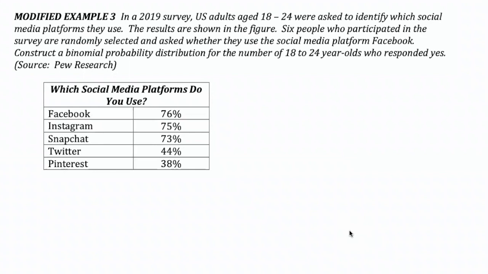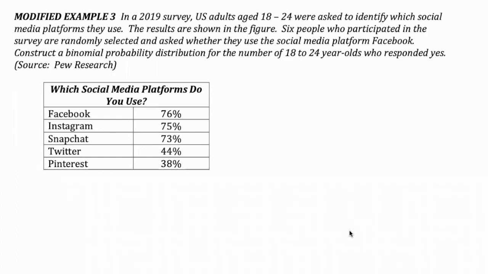Let's take a look at another example. Again, this one's been modified because I updated the data. So I went to a 2019 survey and looked at only US adults aged 18 to 24, and they were asked which social media platforms they use. The results are shown in the figure. 6 people who participated in the survey are randomly selected and asked whether they use the social media platform Facebook. Construct a binomial probability distribution for the number of 18 to 24-year-olds who responded yes.